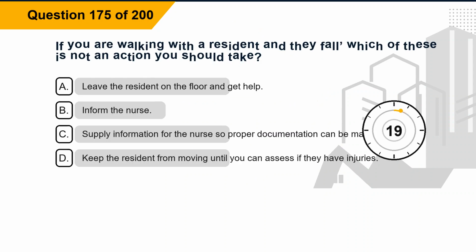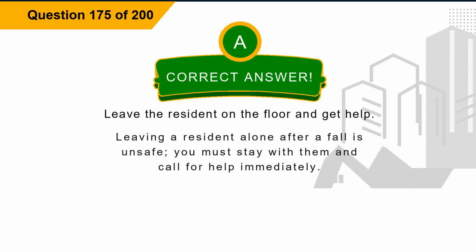Question 175. If you are walking with a resident and they fall, which of these is not an action you should take? Option A. Leave the resident on the floor and get help. Option B. Inform the nurse. Option C. Supply information for the nurse so proper documentation can be made. Option D. Keep the resident from moving until you can assess if they have injuries. The correct answer is option A. Leave the resident on the floor and get help. Explanation. Leaving a resident alone after a fall is unsafe. You must stay with them and call for help immediately.